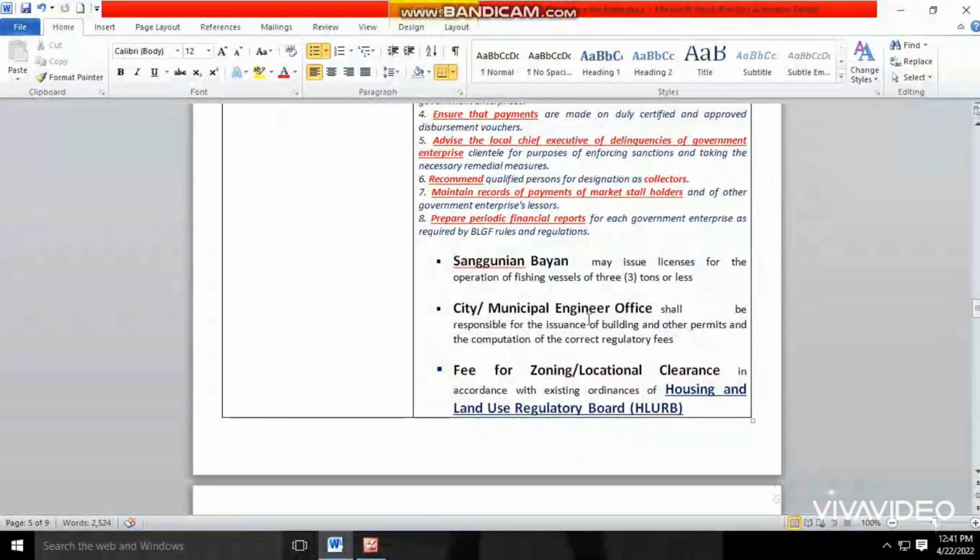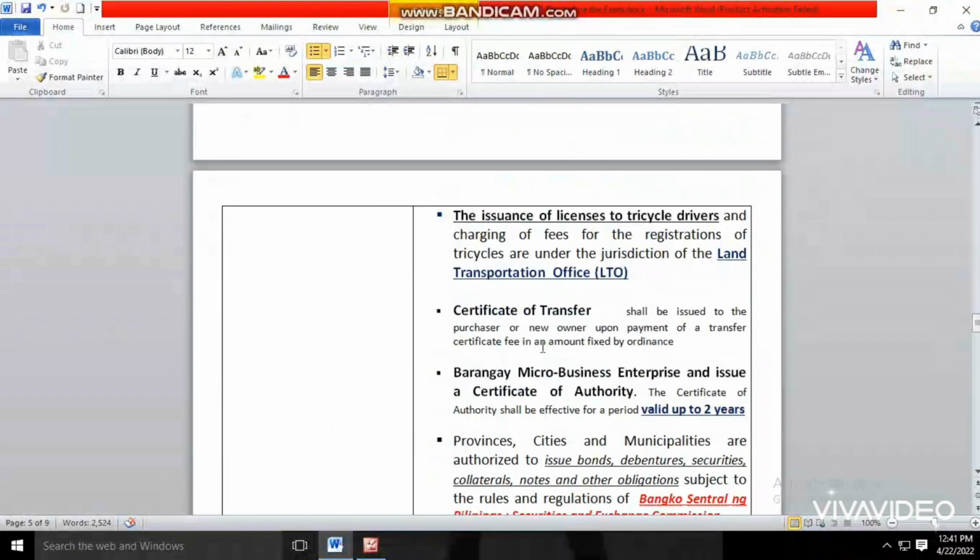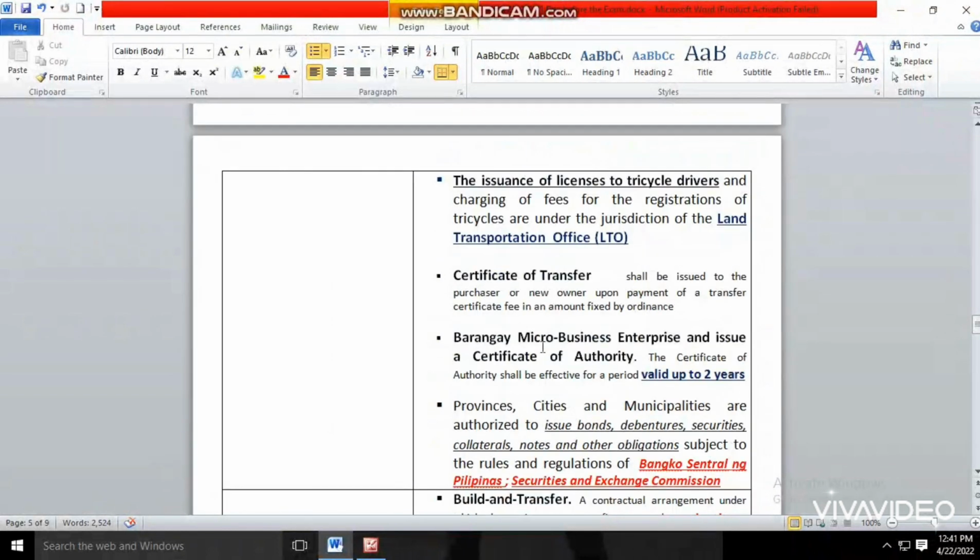The issuance of licenses to tricycle drivers and charging of fees for the registrations of tricycles are under the jurisdiction of the Land Transportation Office. The certificate of transfer shall be issued to the purchaser or new owner upon payment of a transfer certificate fee in the amount fixed by the ordinance. The certificate of authority shall be effective for a period valid up to 2 years, lalo pag nag-apply po ang isang barangay micro business enterprise.